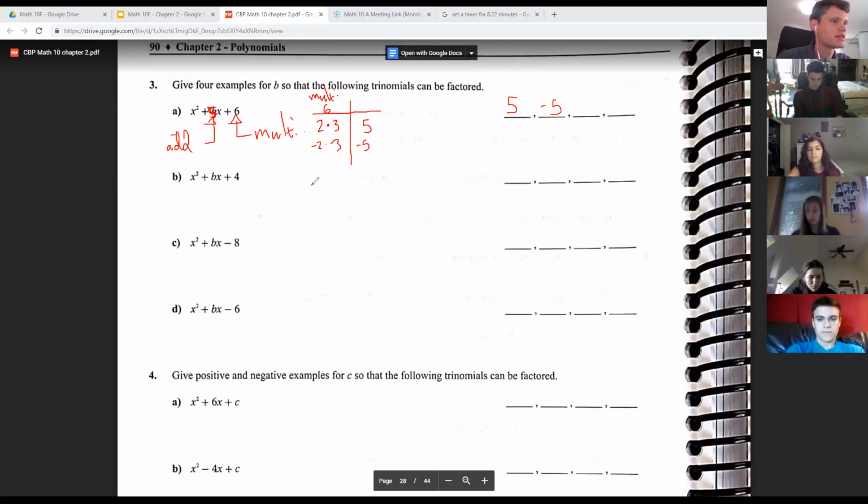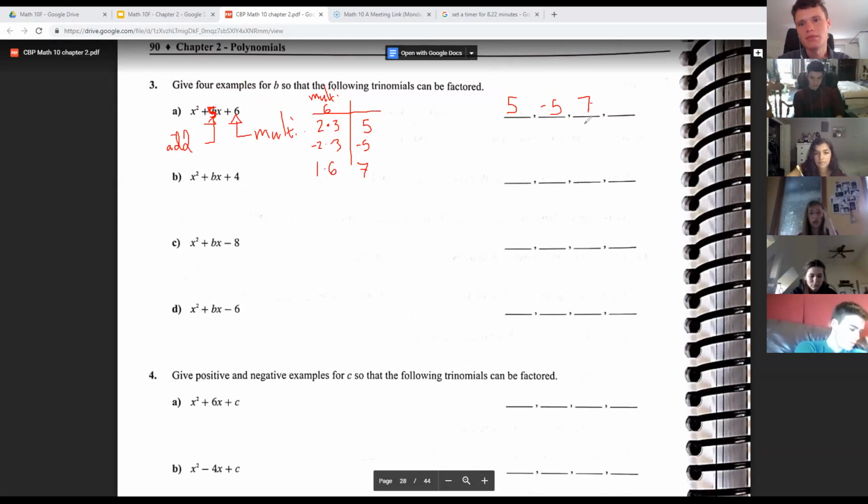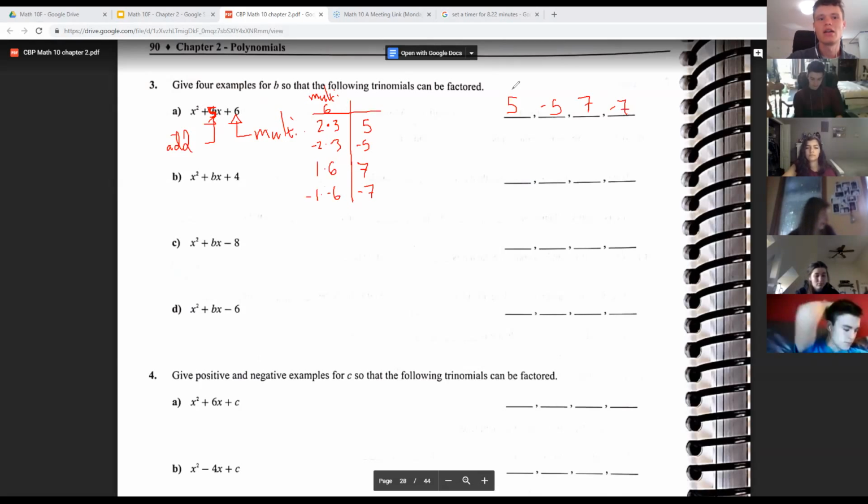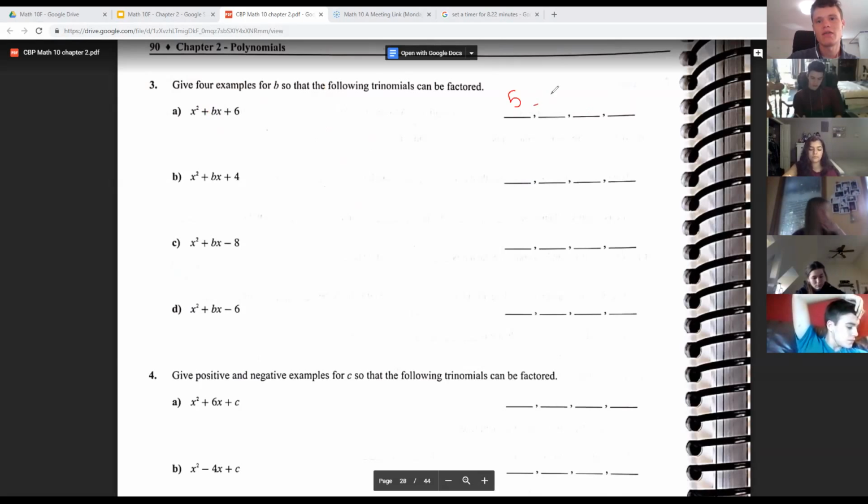Anything else that'll multiply to 6? 1 and 6. 1 times 6. If we add those together, we'll get 7. So that's another option. There's one more option. Negative 1 times negative 6, which of course will become negative 7, right? So basically what we've done is we've figured out the 4 different options for that B value: 5, negative 5, negative 7, and 7.